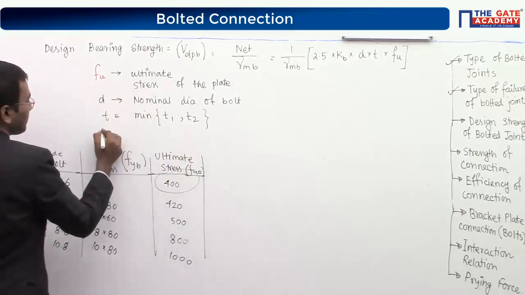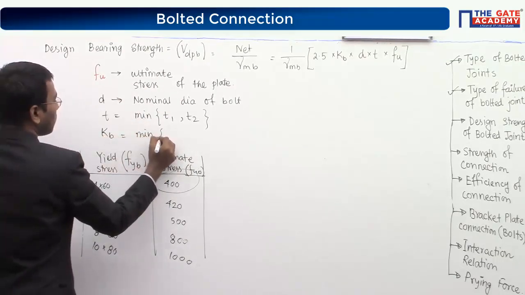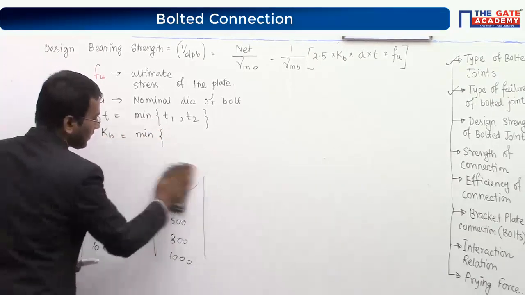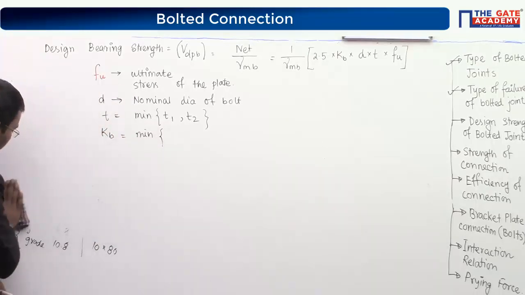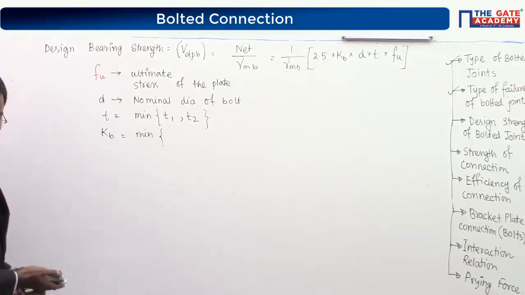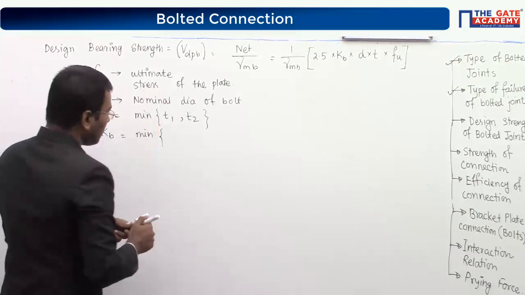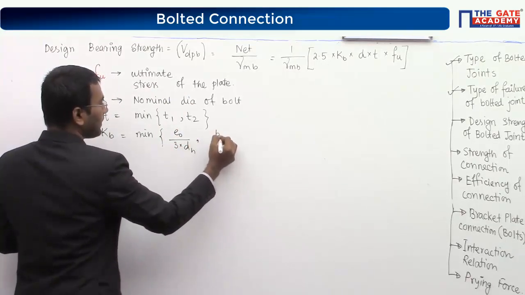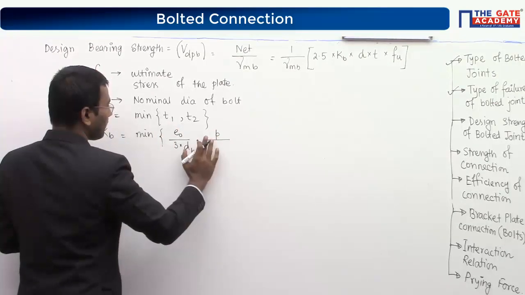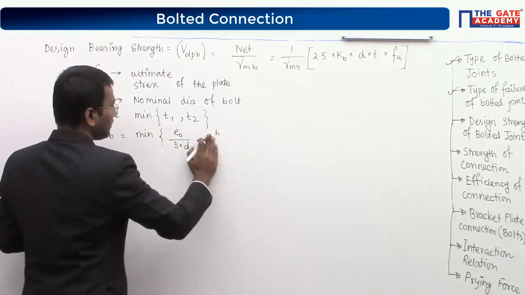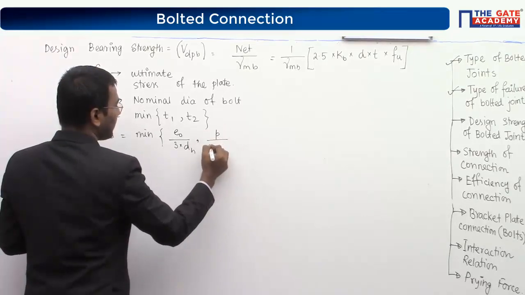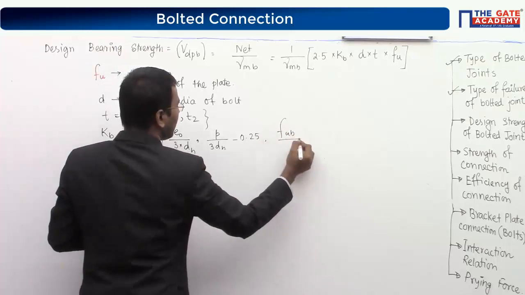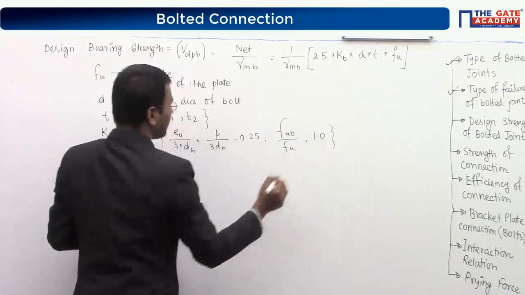Next one is kb. kb is actually the minimum value among 4 cases. So the first one is e0 divided by 3dh, comma, p divided by 3dh minus 0.25, comma, fub divided by fu, comma, 1.0.